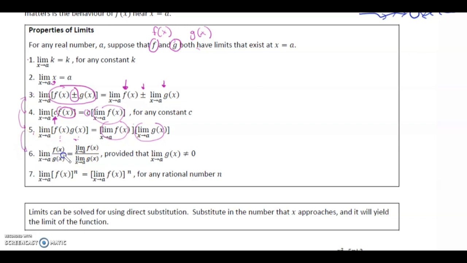This is very similar. If we have the limit as x approaches a of a function divided by a function, so this is rational, we can find the limit of the numerator function and then divide it by the limit of the denominator function. So again, we can consider the numerator and the denominator separately, and then divide. So we're looking at the limit of the components of this. And then, of course, the limit of the denominator cannot equal 0. Right? You can't divide by 0.